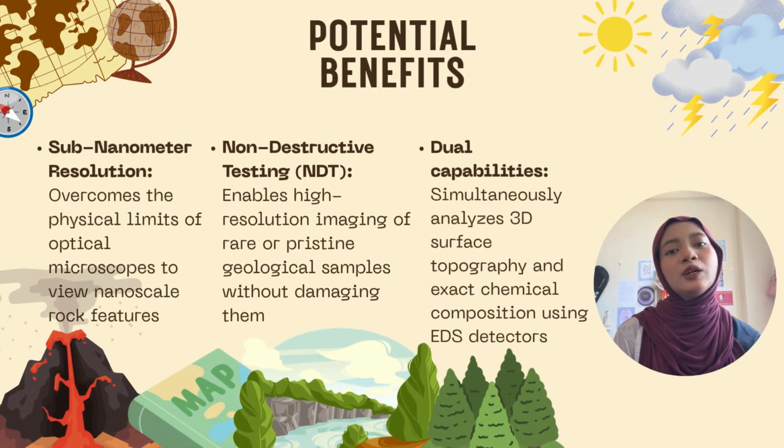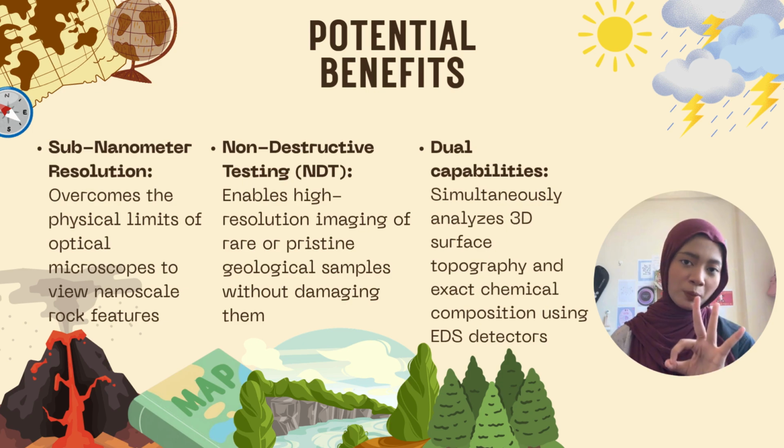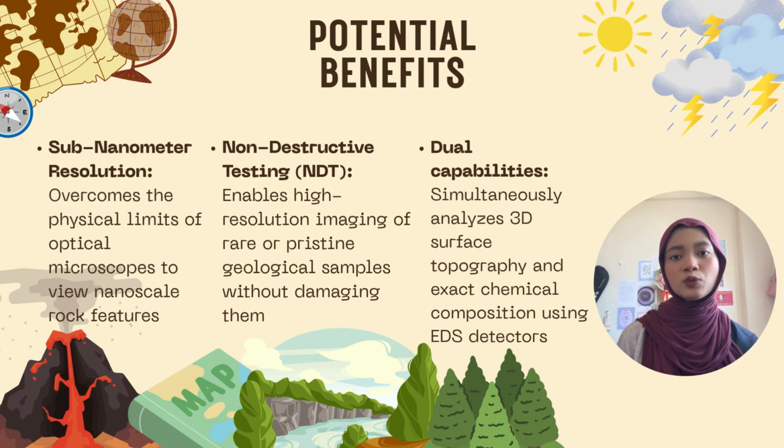Moving on to the potential benefits, utilizing electron microscopy in geology and earth science provides several critical breakthroughs that traditional petrographic methods simply cannot match. We can categorize this into three primary pillars of benefits, which are sub-nanometer resolution, sample preservation, and dual capabilities. First, let's discuss sub-nanometer resolution.